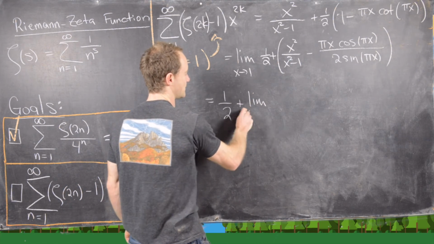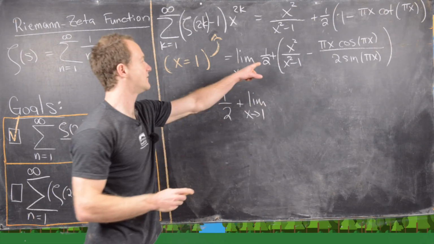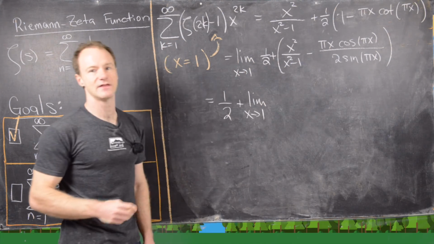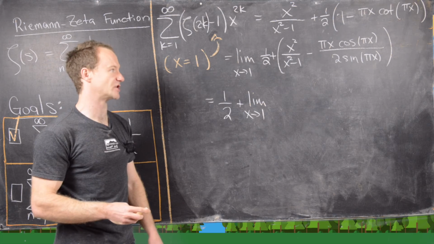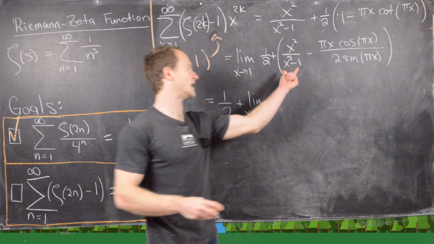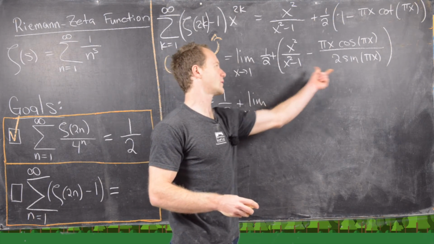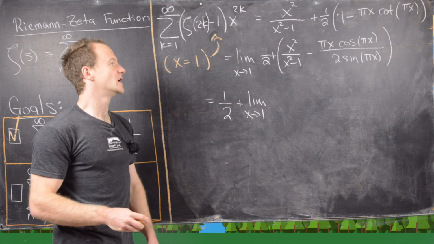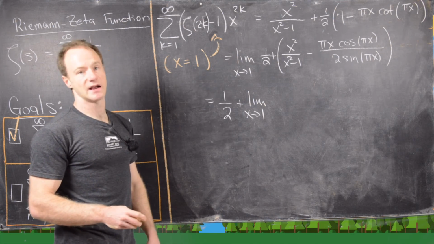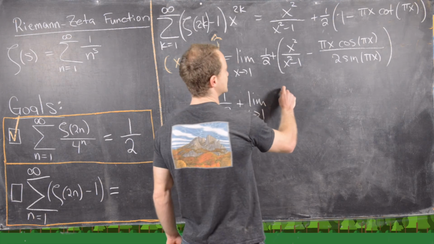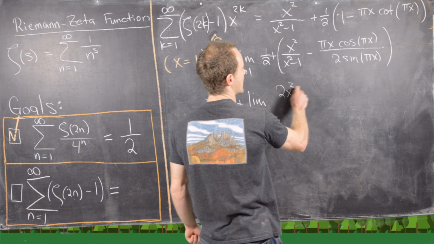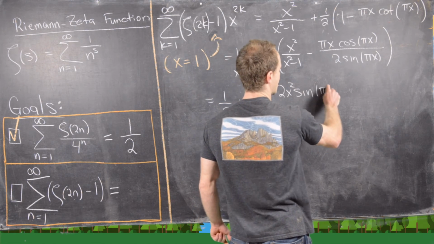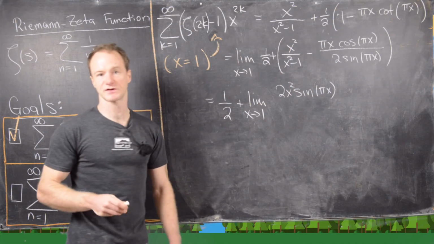Now we have the limit as x goes to 1 of. Now what I'm going to do is combine those together into a single fraction. So I'll find my common denominator, which will be this product, x squared minus 1 times 2 sine pi x. So that's going to give me 2x squared sine pi x. So that's what we get from the first term.